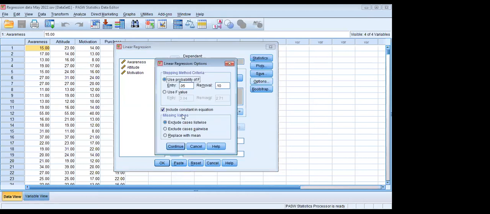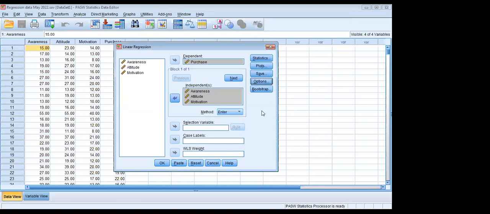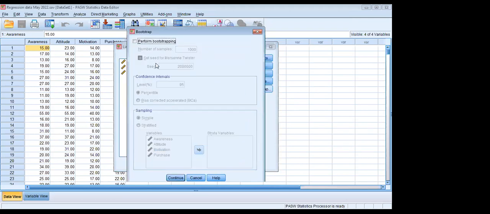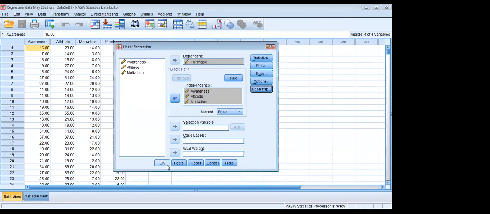Options. Include constant. Exclude cases. See, what is the probability of F? Entry 0.05. Whether you want to use the p value or the probability of F, we are using this probability value. Then bootstrap is not required. Bootstrap is performed only when the number of samples is more than 1000. Okay, is it clear? Three independent, one dependent variable. Click okay. Let's see.